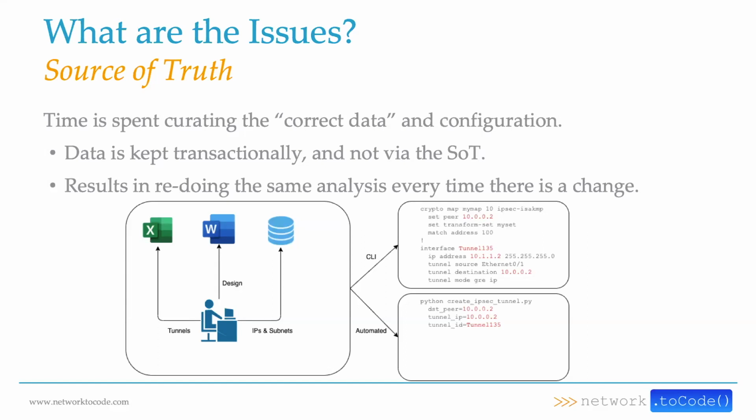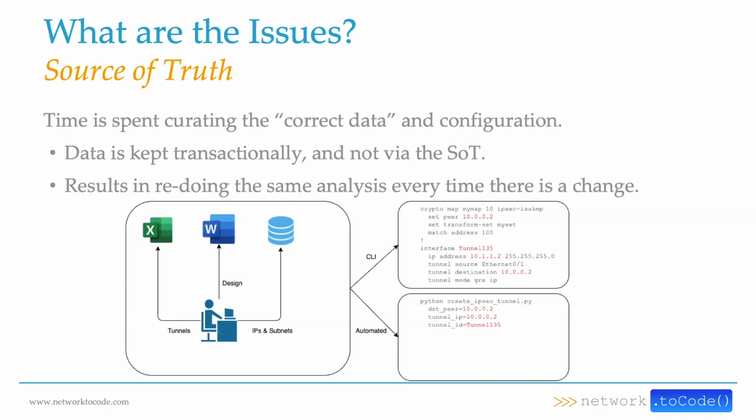This data is kept transactionally, meaning the engineer has it, runs it, and that's it. It only exists for the length of that change window, and no longer. It's not kept in a source of truth, right? Which becomes a problem as you get further into your automation journey, because you have to keep doing this analysis each time, right?